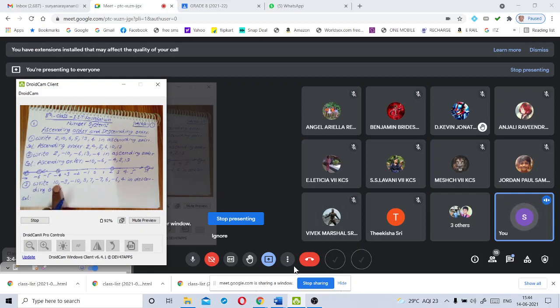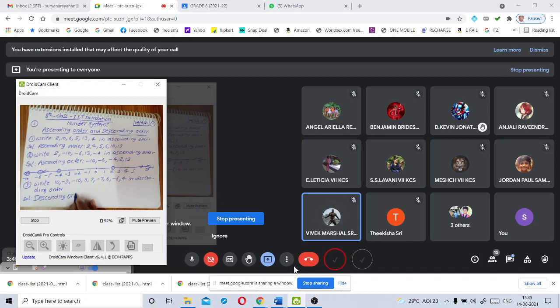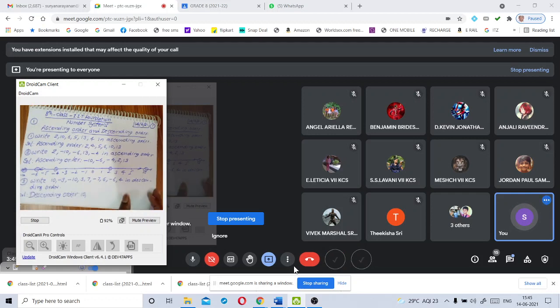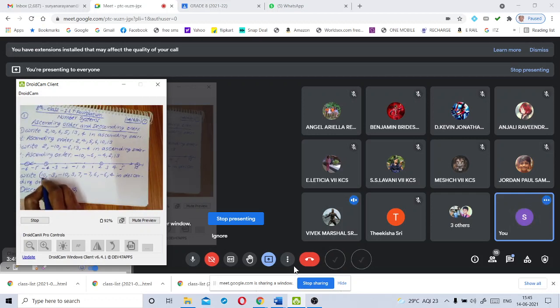Now, can you tell me what is the bigger number here? In these numbers, what is the bigger number? 10, sir. After 10, what is the next bigger number? Wait, my dear Kevin, put down your hand. Just wait for a moment. Vivek is answering this question. This number is over 10. 7, sir. Next bigger number is 7. Yes, okay.